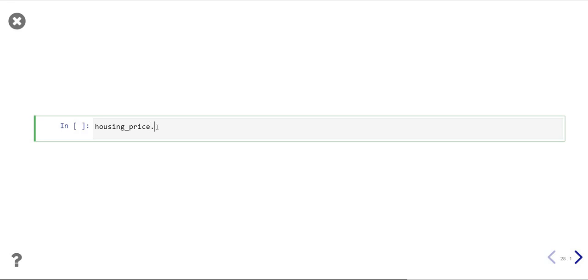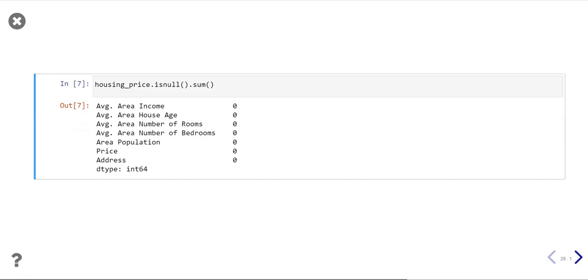This one is the function isnull, and this will identify all the nulls within each row, and you want to use sum to add it all up. So it shows the sum of all the null values in every attribute, in every column. So of course you'll get the sum is 0, right? So the housing price isnull will find each null value, and we want to sum it all up, so it shows the sum.